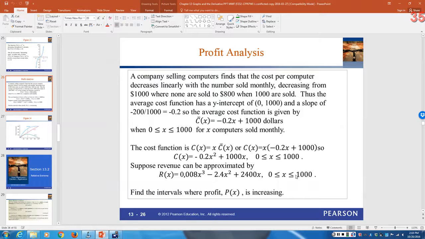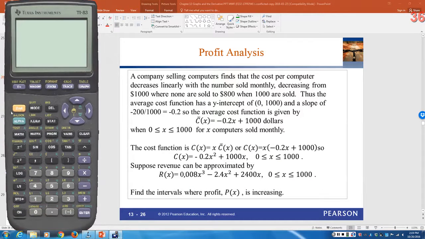How do you find profit? If you've got a cost function, you've got a revenue function. How do you find profit? Revenue minus cost. Okay, what do you hope about your profit function? You hope it's going to stay positive. Is it always going to stay positive? Nope. At some point it's going to be negative. What does that mean about your profit? You're losing money. Okay? So let's think about this.